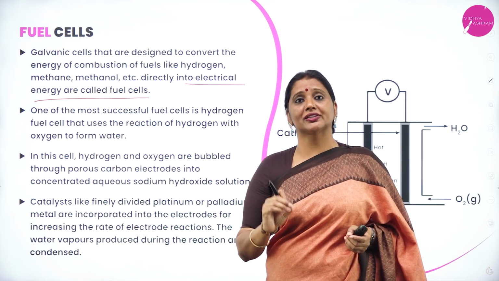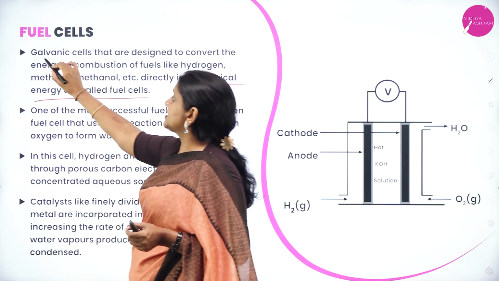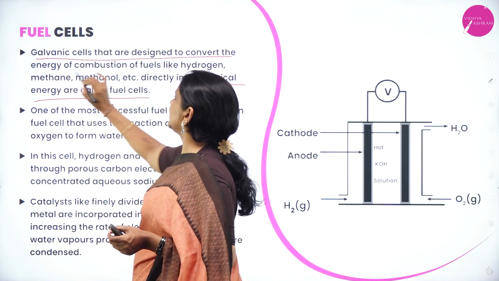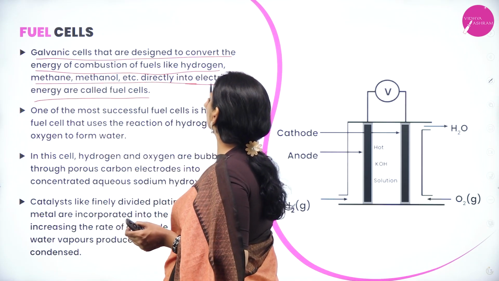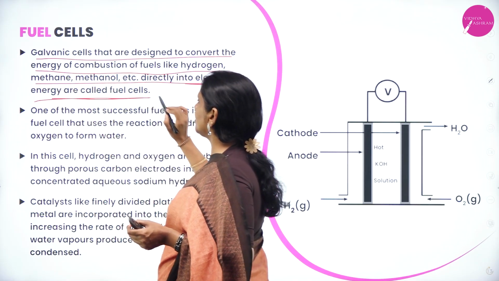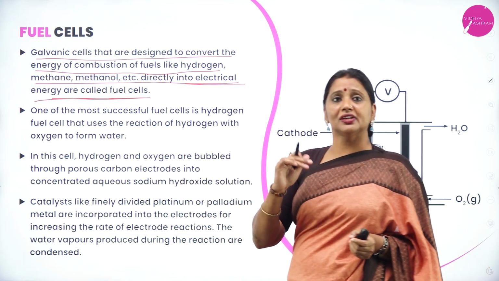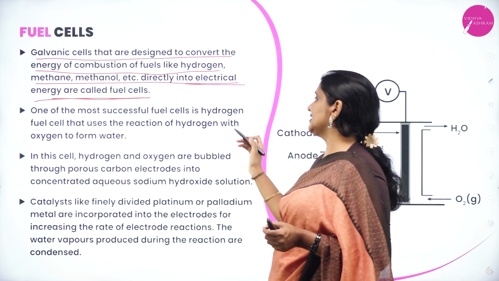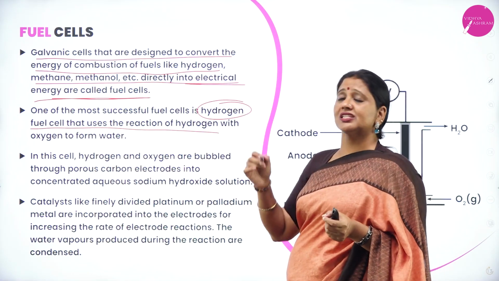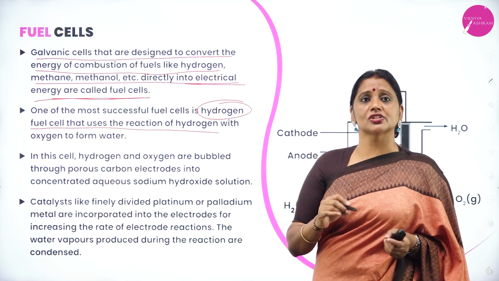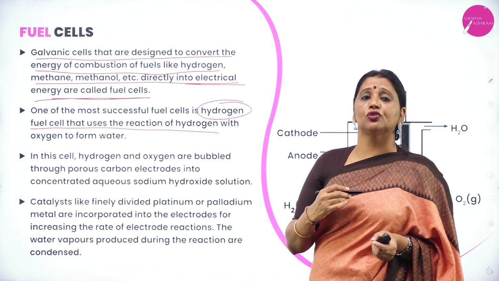Such cells are called as what? Fuel cell. Galvanic cells that are designed to convert the energy of combustion of fuels like hydrogen, methane, methanol directly into electrical energy are called fuel cells. One of the most common fuel cells is the hydrogen fuel cell. It uses the reaction of hydrogen with oxygen to form water.